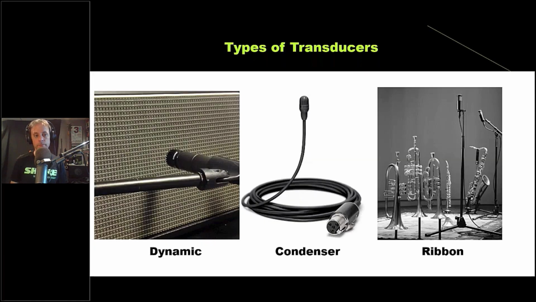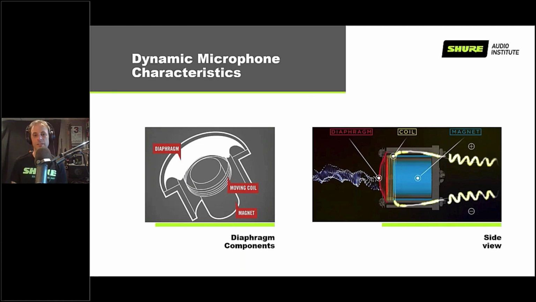The three types of transducers we'll talk about today are dynamic, condenser, and ribbon. Again, there are many more. Historically, there's carbon mics and crystal mics and all kinds of other things. And even among these, dynamic and condenser are by far the most popular. Ribbon is a little bit niche, but we'll mention it just because there's been sort of a resurgence of interest in ribbon microphones recently.